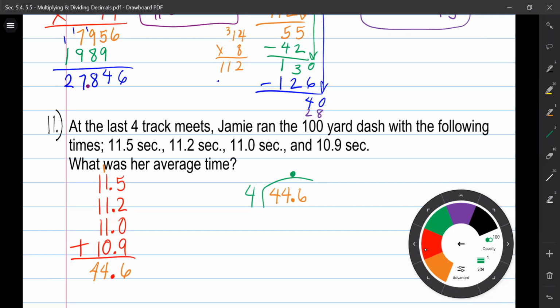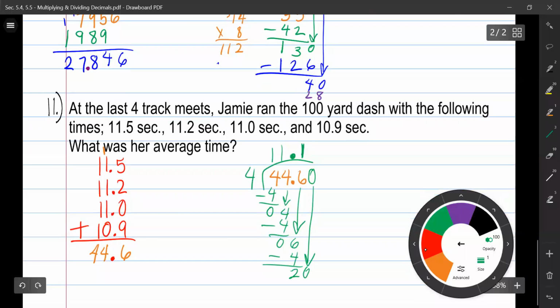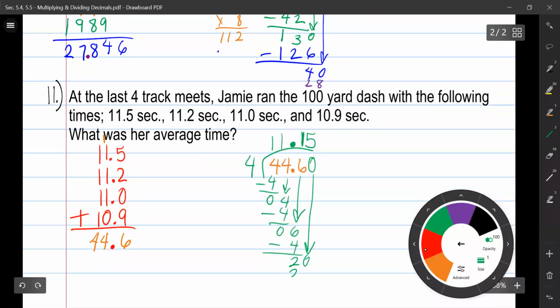So, all right, 4 goes in 4 one time. 1 times 4 is 4. Okay, 4 goes into 6 one time. 1 times 4 is 4. 6 minus 4 is 2. And you put another 0 up there. And 4 goes into 20 exactly 5 times. So my final answer is 11.15 seconds.